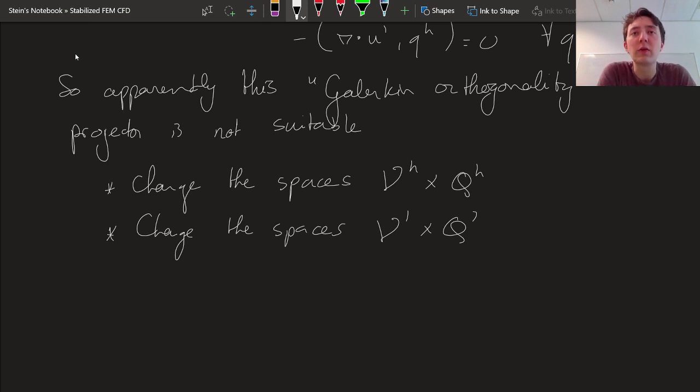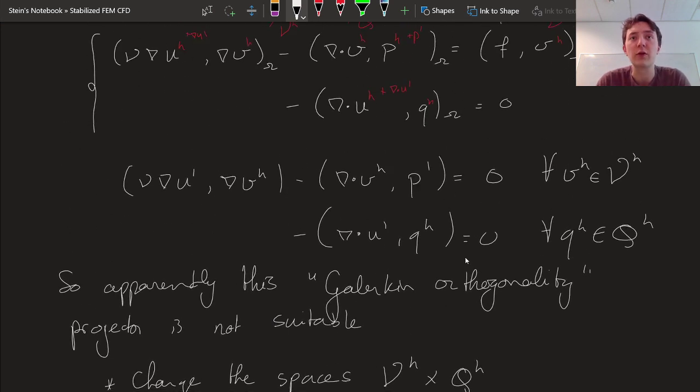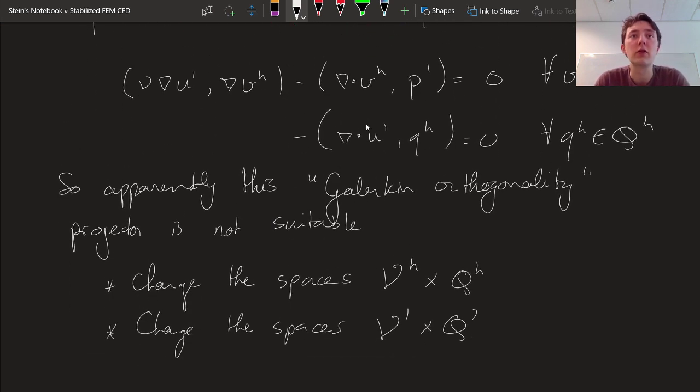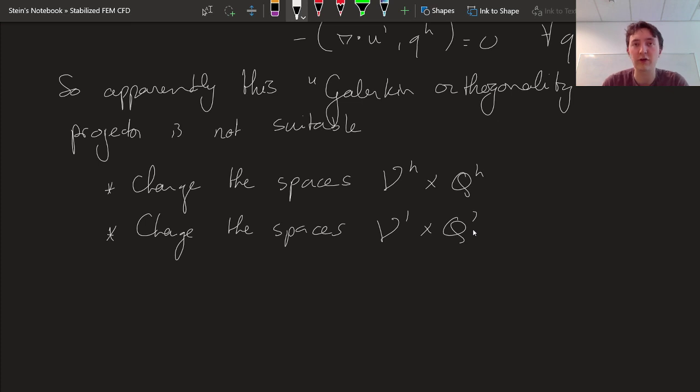Now, how do we obtain these fine scale spaces? They were the kernels of the projector, the kernel of this projector right here. So all the functions U prime comma P prime such that this is indeed true. So a different way of saying that we're going to change the fine scale space is to change the projector. The change of spaces VH cross QH is something that we've tried. We looked around for stable pressure velocity pairs, and now we're going to try and do this differently. We're going to change the projector.